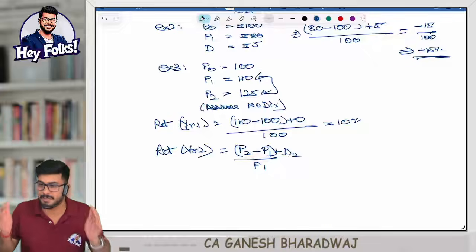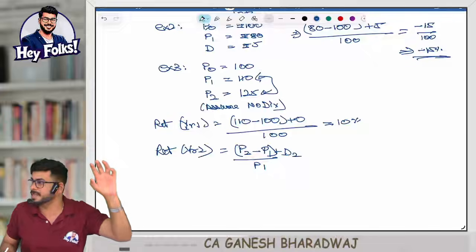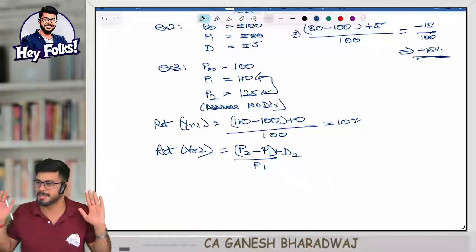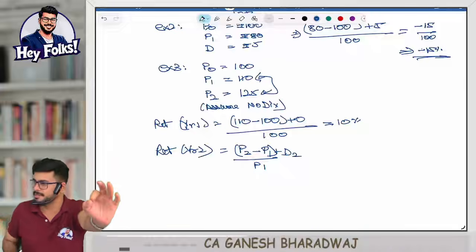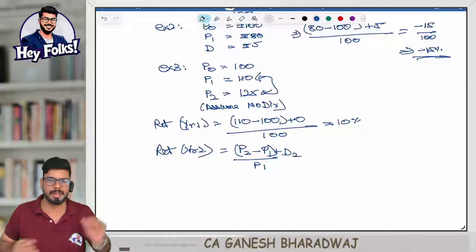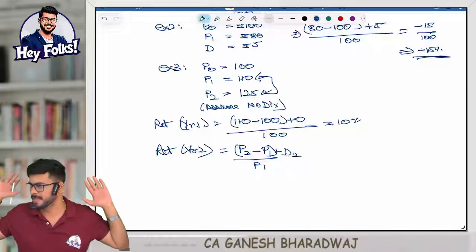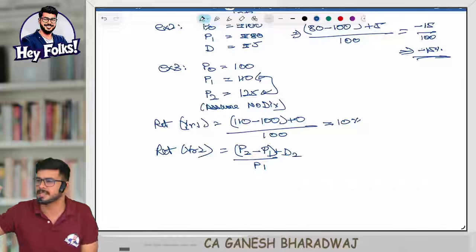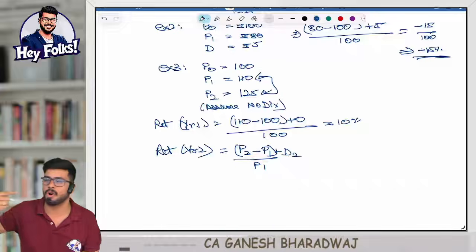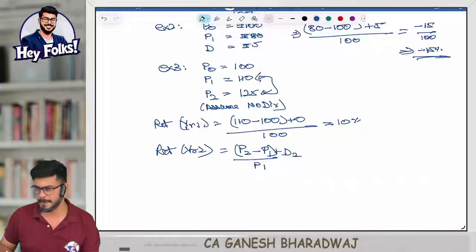Which means don't think P0 is always the base, right? Simple, guys. The value at the end of the year minus the value at the beginning of the year divided by the value at the beginning of the year into 100. Is this clear for everyone? This is how you compute return year on year. Are you all able to understand?